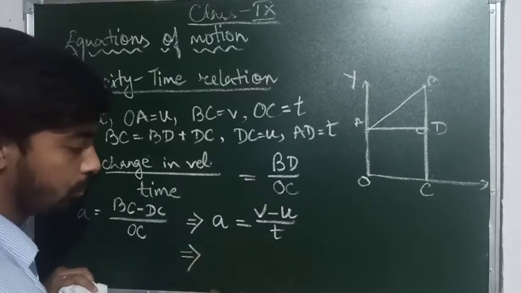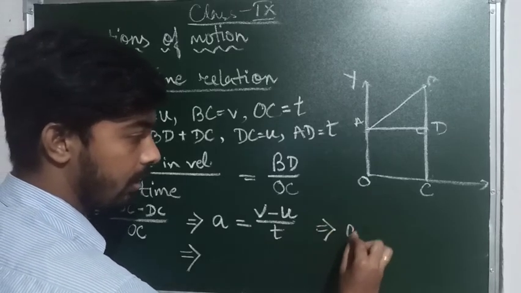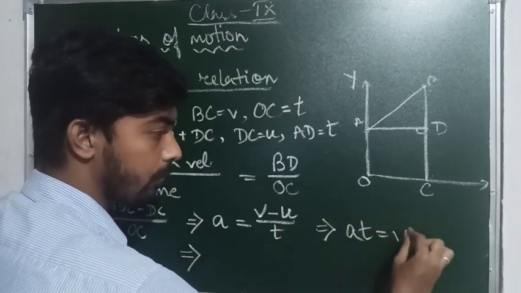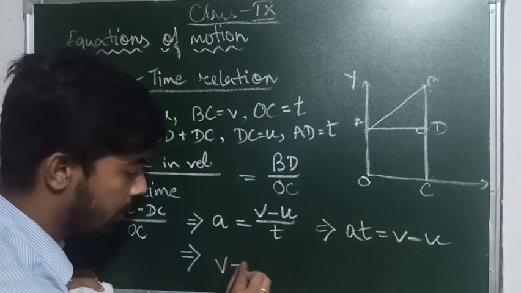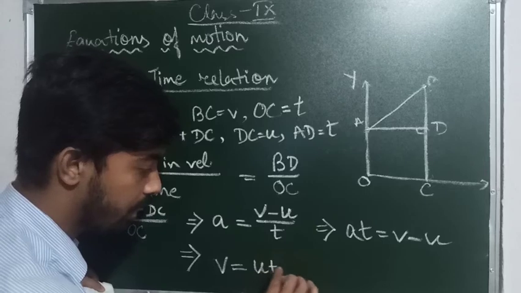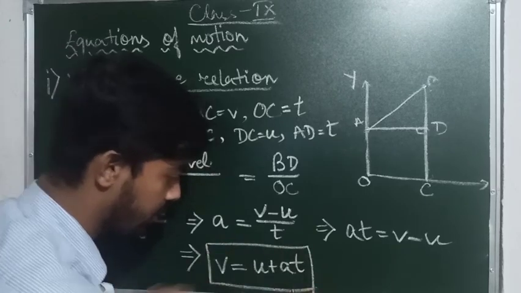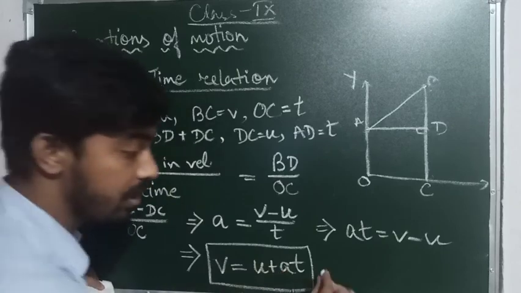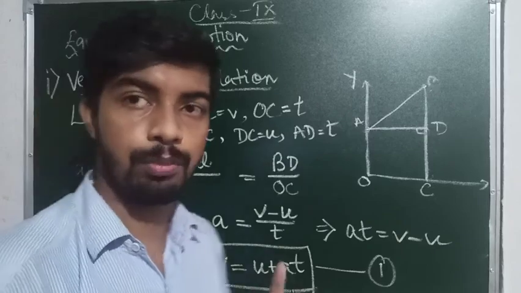If we multiply these two, we get AT equal to V minus U, or we can write V equal to U plus AT. So this is our first equation of motion. You can pause the video and write it down.